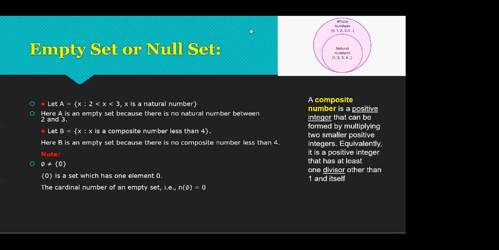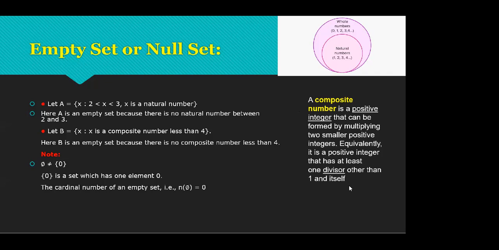So the requirement for it to be a composite number is that you could divide it by 1 and itself and at least another number. So what number could you divide the 4 by?